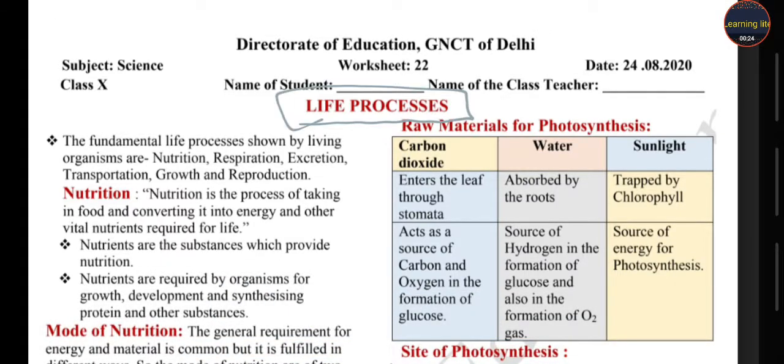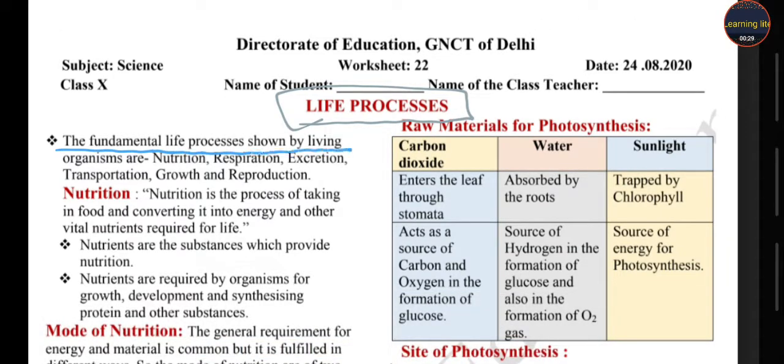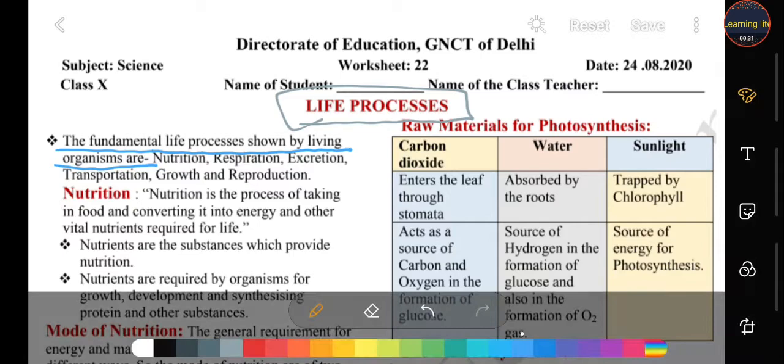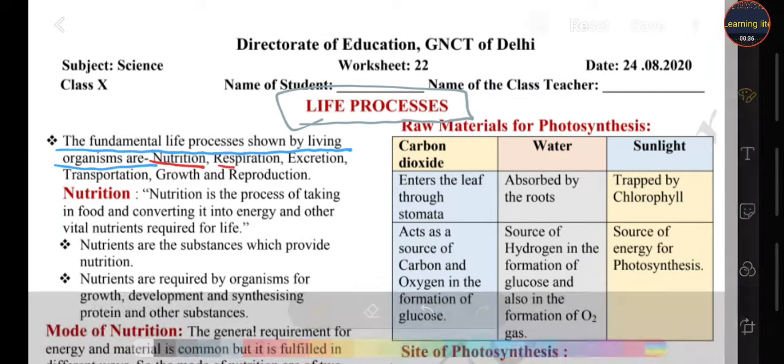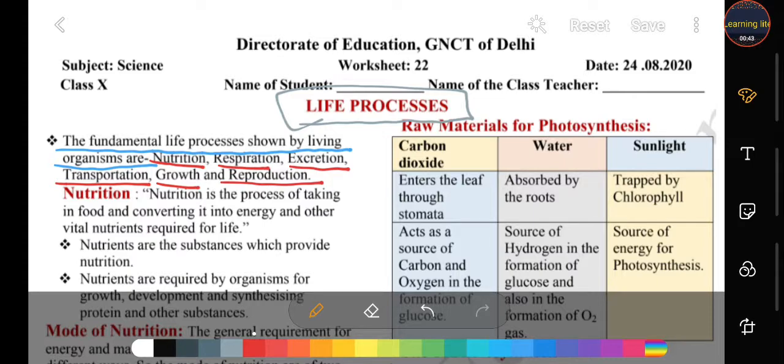Life process. So students, what is a life process? The fundamental processes shown by living organisms. What are the main life processes which our body shows? Nutrition, respiration, excretion, transportation, growth and reproduction. These six processes are very necessary for our body. They are known as the fundamental life processes, and without them our life can't exist.